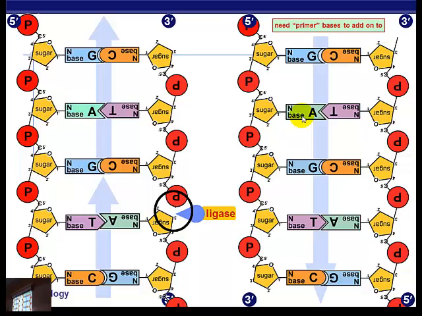You're unwinding it, and this one's copying this direction. Copy, copy, copy, copy. And as you unwind it more, it just keeps copying straight. No problem. But this one is running in the other direction. So as you unwind it, you can copy this section. But then when you unwind it more, you've got to go back and copy this section. And this section. You get all these fragments.